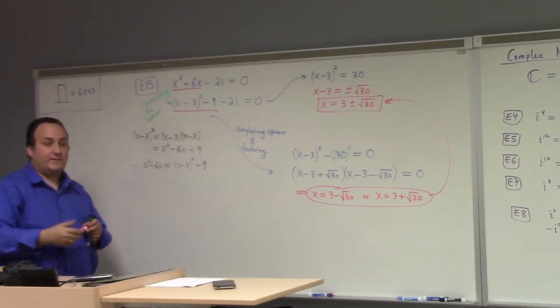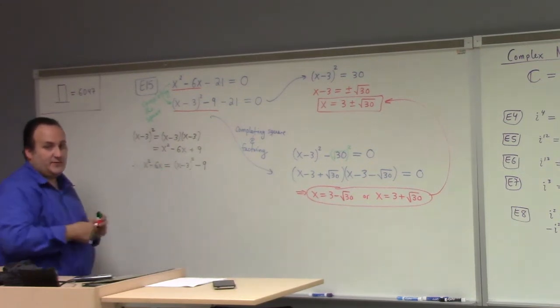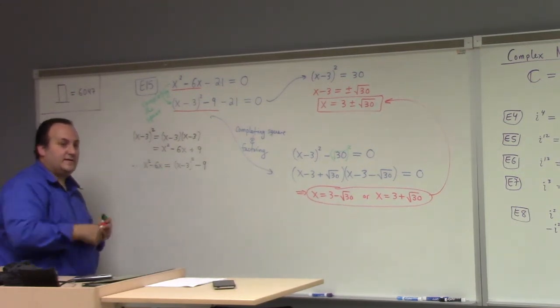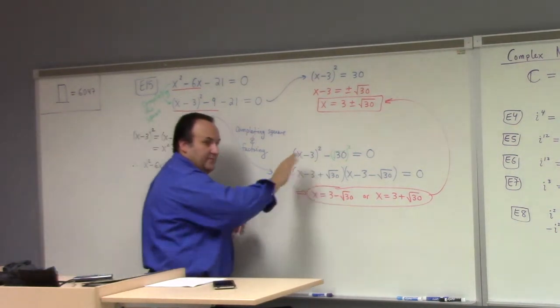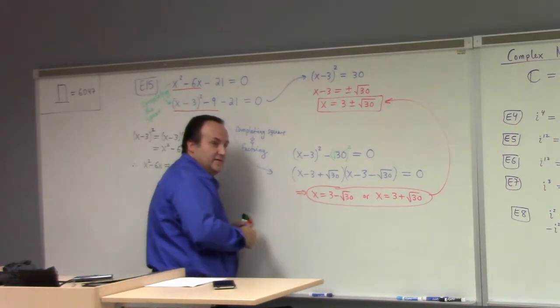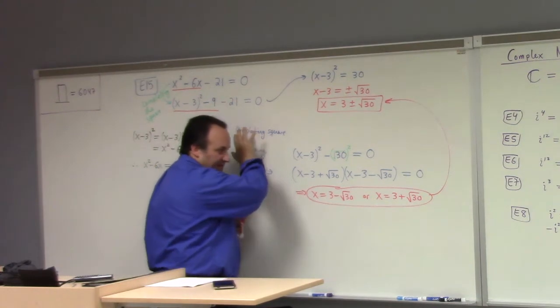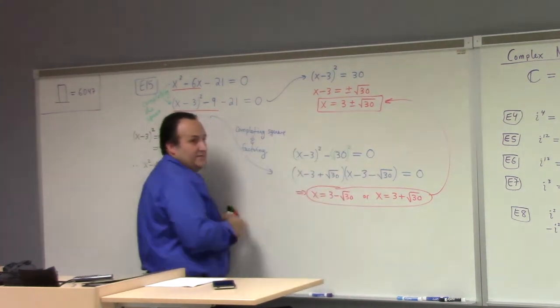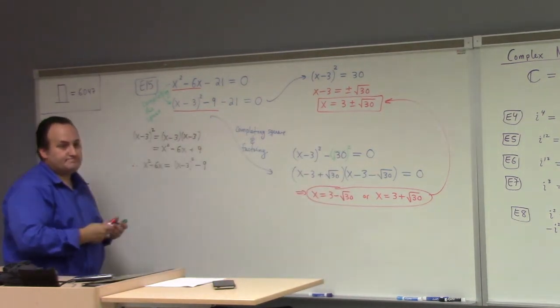If you've been wondering why we put plus-minus, this path answers that question, right? Because if you go through the factoring, you get one with a plus and one with a minus. Those are the two solutions. So in some sense, this derives that, if you're wondering why that's true.